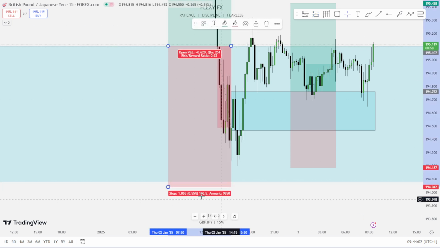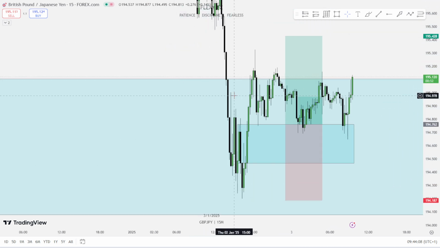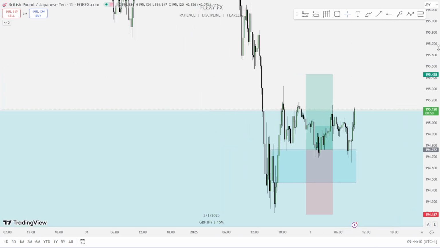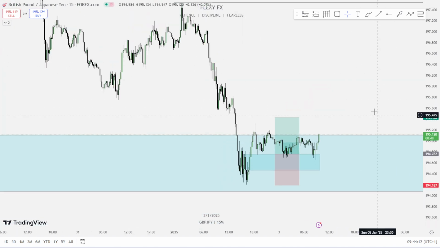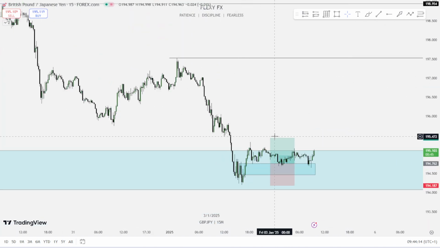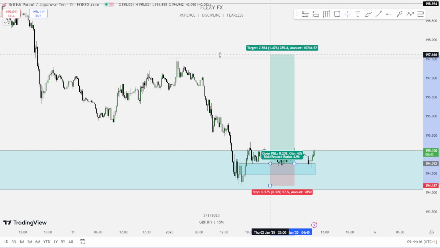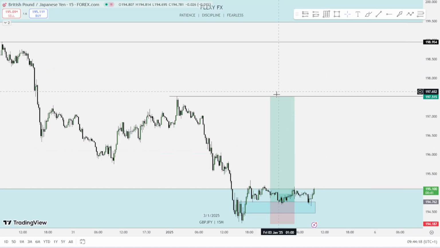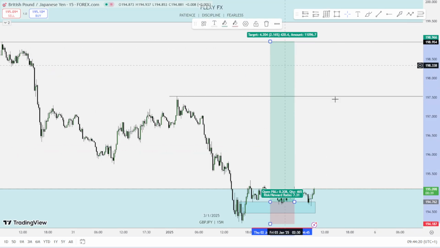This is 106 stop loss, and this is 57 stop loss. So I've succeeded in slashing it into 2, therefore minimizing my risk. And then my targets, this is my first target, then this is my second target.